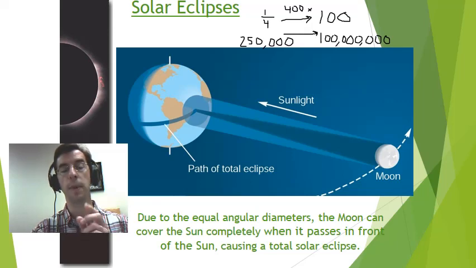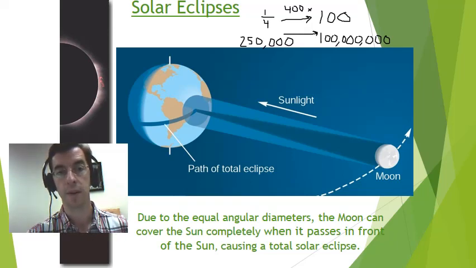How about their distances? Isn't the sun 100 million miles away from the Earth? Isn't the moon 1/4 of a million miles away from the Earth? So therefore, isn't the sun 400 times farther away?